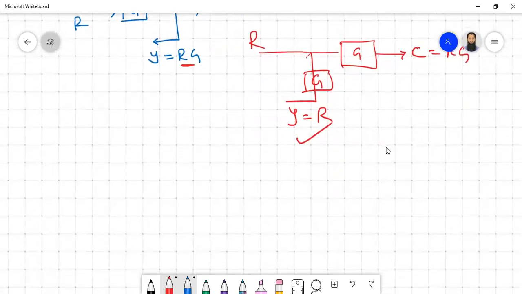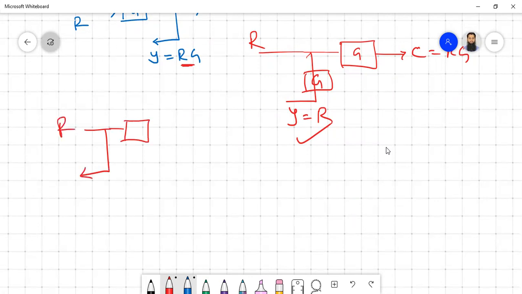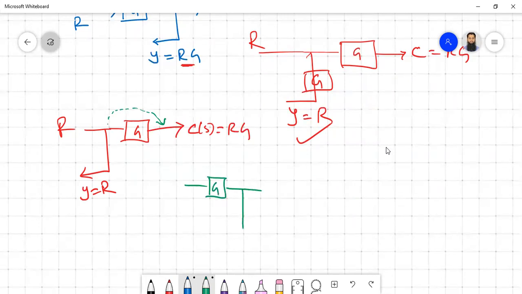If you want to shift it to the other side, then what are we going to do? Say we have a pickoff point here, before the block, which is y equal to r. And now you have g, then your output here is equal to rg. Now, they are asking you to take it to the other side. So simply take it to the other side, then see what adjustments we have to do.